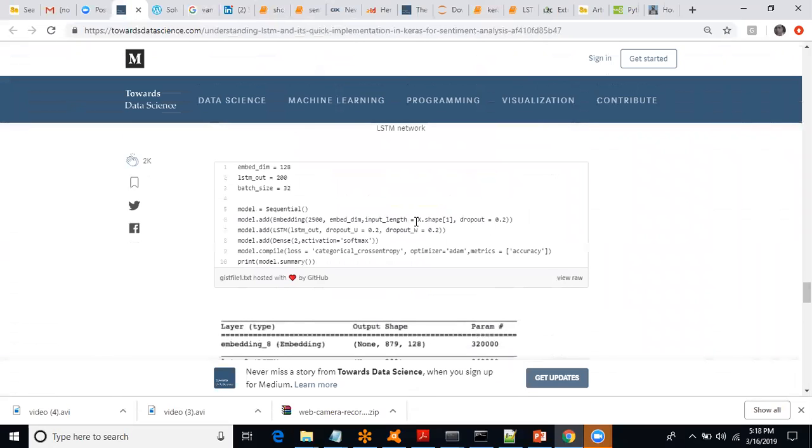See, x of shape of 1. So this is your length. This is your input, the column length. And this is your embedding layer. And this is the middle layer, you can put anything. So you put a middle layer of some 200. And the last one you already understood. So what is the problem? It's a sentiment, positive sentiment or negative sentiment. So it puts 2 only.